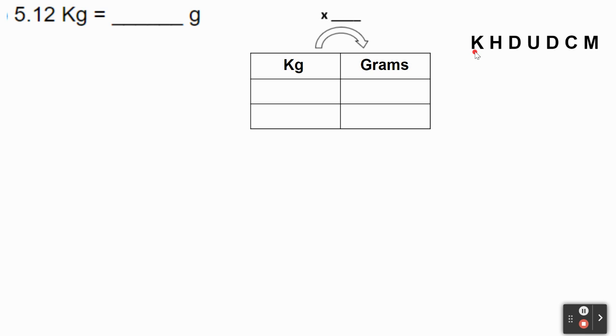So we're going to go over 1, 2, 3 places. That's 10 times 10, which is 100, times 10, which is 1,000. So we'll be multiplying by 1,000. If we had 1 kilogram times 1,000, we would get 1,000 grams. But we have 5 and 1200ths kilograms. We're going to multiply 5 and 1200ths times 1,000.